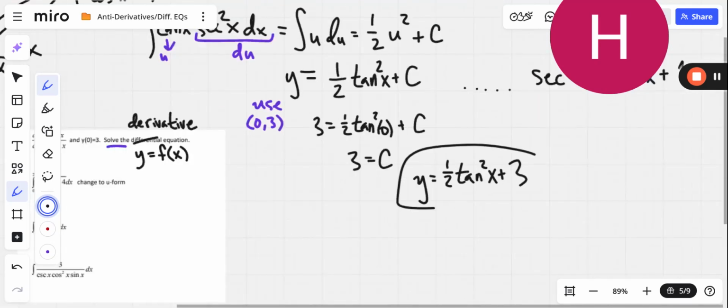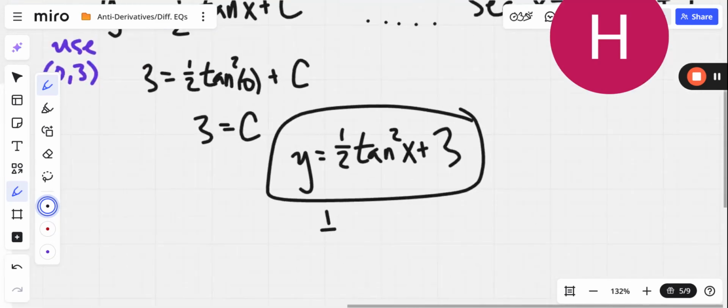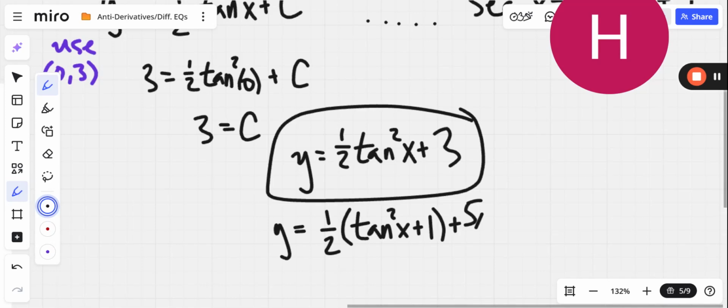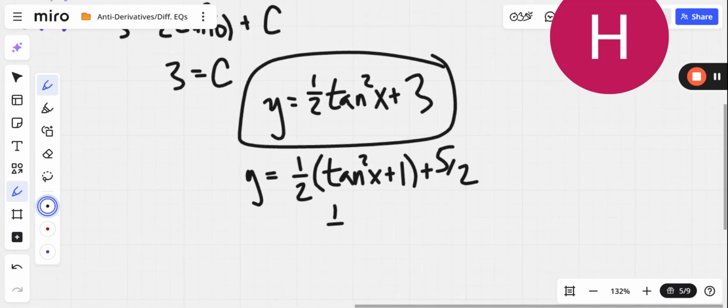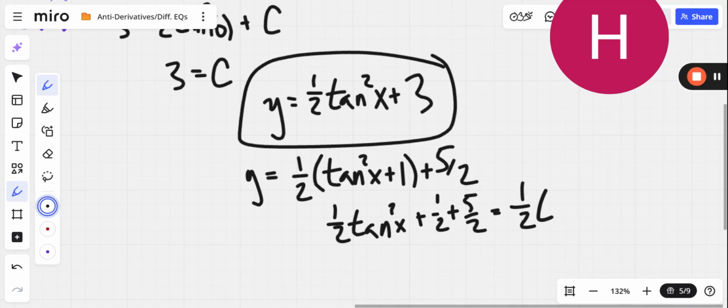Now, how are those two the same? Well, let's look at secant squared. And instead of secant squared, remember the other equation that we had? Instead of secant squared, I'm going to put tan squared plus 1. And then my c was 5/2. So this is going to be 1/2 tan squared plus 1/2 plus 5/2. That is the exact same equation.